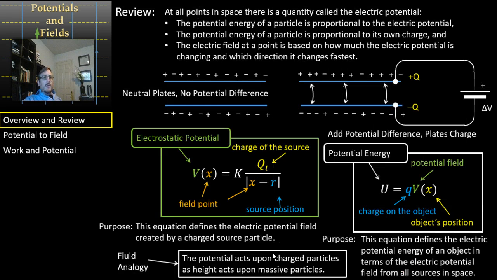So let's talk a little more about the potential, because that's the last thing we actually talked about. At all points in space you have this potential. It's proportional to the potential energy, like I've got down here. The potential energy on an object is proportional to the charge of that object times the potential at that particular point. So that's the object position. This is not multiplying by V. This is the potential at X. Okay. So that's how to read that equation.